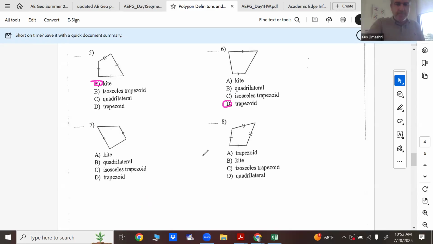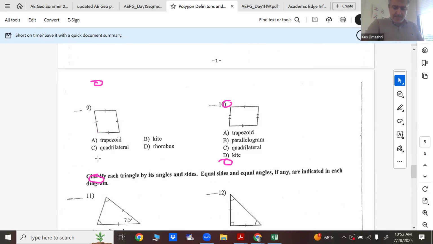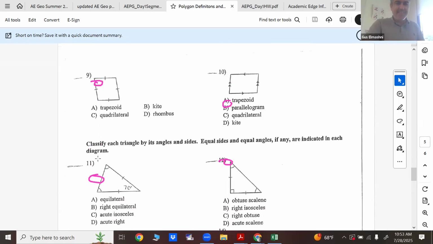7? Just a trapezoid straight up. Yep. Okay, at the end, number 8. There's a kite. Yeah, good. Awesome. You guys are rocking. Okay, and then Kelsey, go ahead.